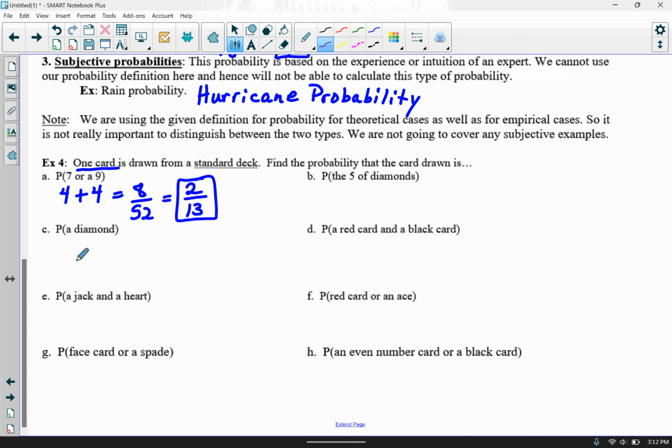All right, so then we'll move on down to letter C here. I want the probability of getting a diamond. So I ask myself, okay, well, how many diamonds are in my deck?